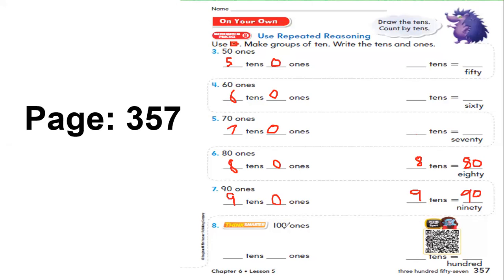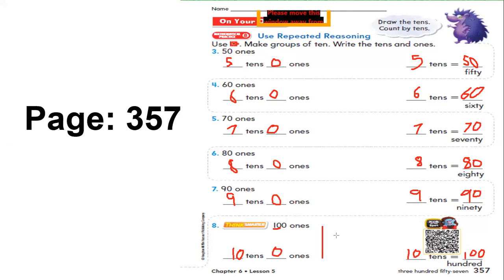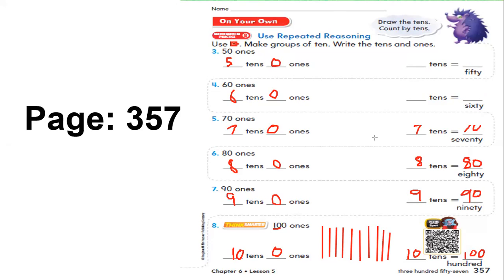It's a bit tricky one, so let me tell you how to do this 100 one. So how many do we have here? We are going to write it as 10 tens and 0 ones. So this is how we are going to write it as 100. 10 tens equals 100. So we are going to make 10 tens. That is 10 groups of 1, 2, 3, 4, 5, 6, 7, 8, 9, 10. They are going to make 10 groups of 10.